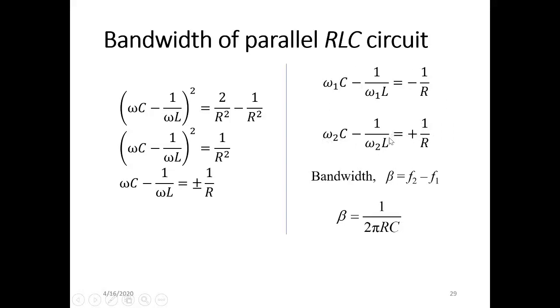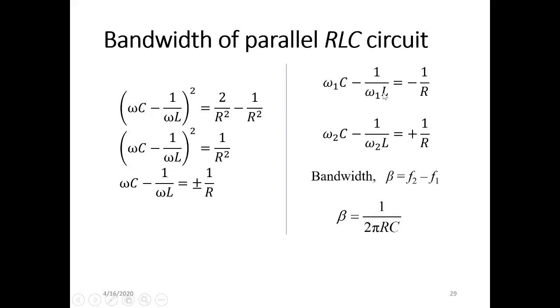Now we have to subtract this equation with this equation, because we want F2 minus F1. Omega 2 is here, so this equation we have to take first, and subtract this equation. If you do the manipulation, finally you will get F2 minus F1, that is equal to beta, which is equal to 1 by 2 pi RC. It's quite easy, very simple. You subtract this, next step you will get this answer.